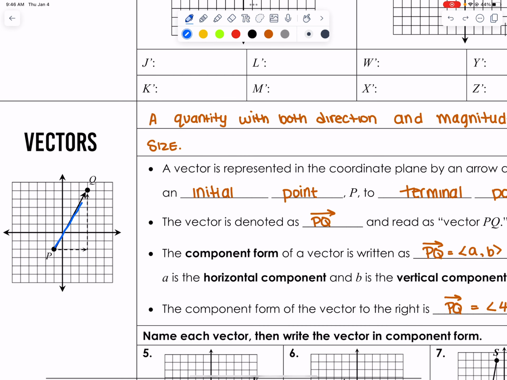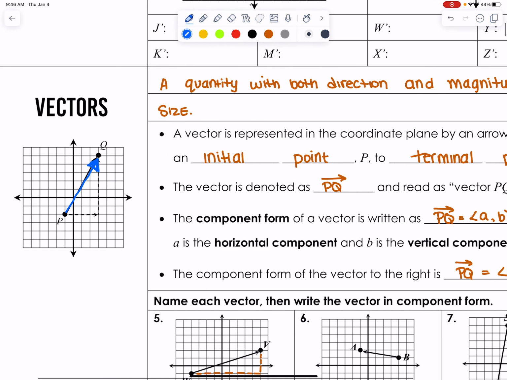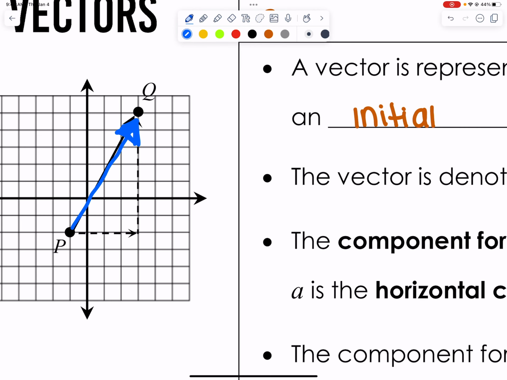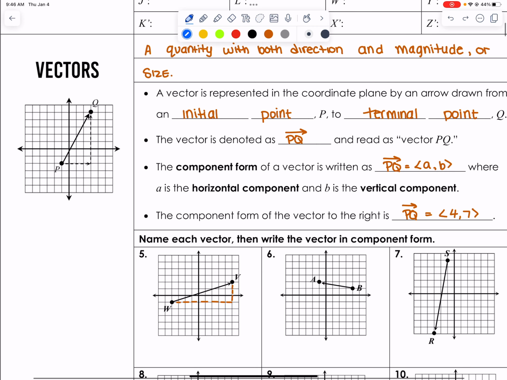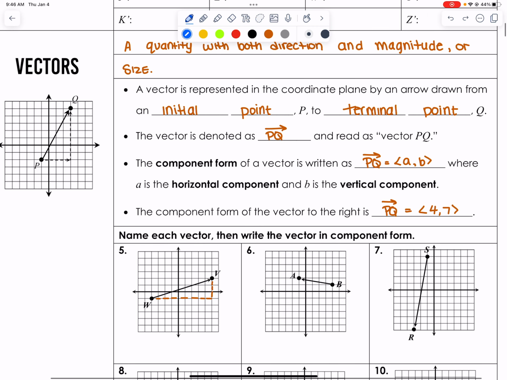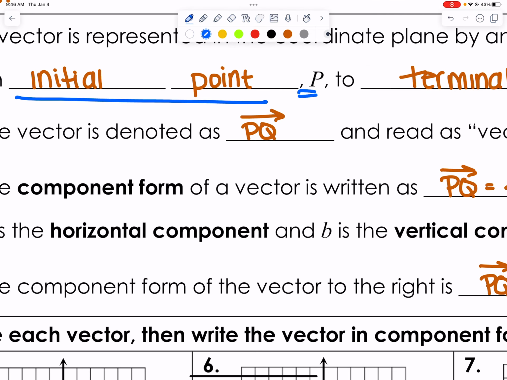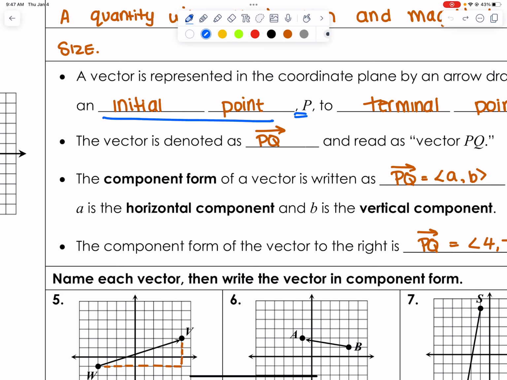So obviously the direction means we're going in a certain way. The arrow denotes what direction it is. Magnitude meaning the length of it, and then size, just how much size it takes up on your coordinate grid. So as we look into what it represents, let's look at the first bullet point. A vector is represented in the coordinate plane by an arrow drawn from an initial point, that is the point where you have the dot, P, to the terminal point, and that is where you have the arrow, and that is, in this case, Q. So this vector is denoted as vector PQ. Now, we don't read this as ray PQ because this is on a coordinate grid. This is read as vector PQ.